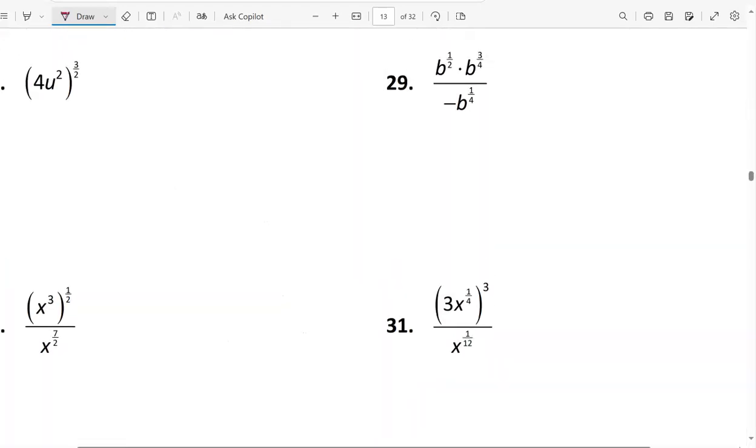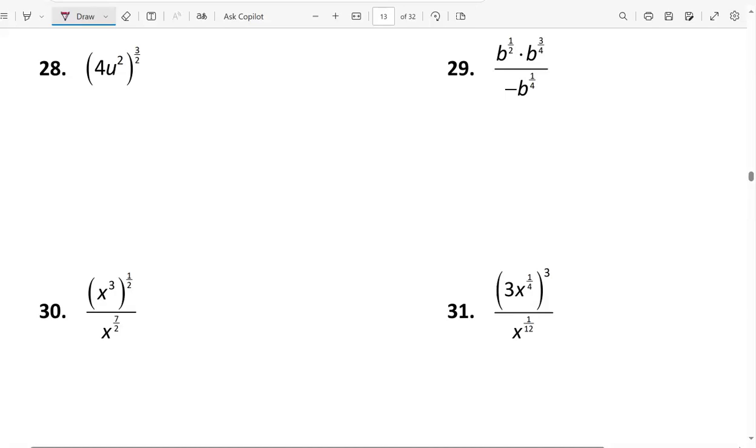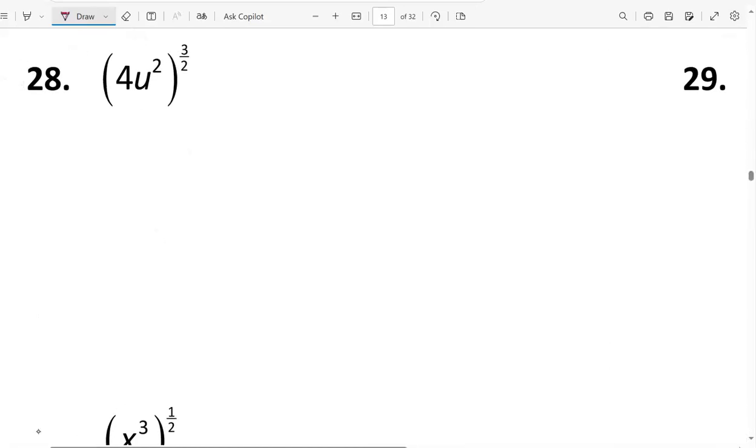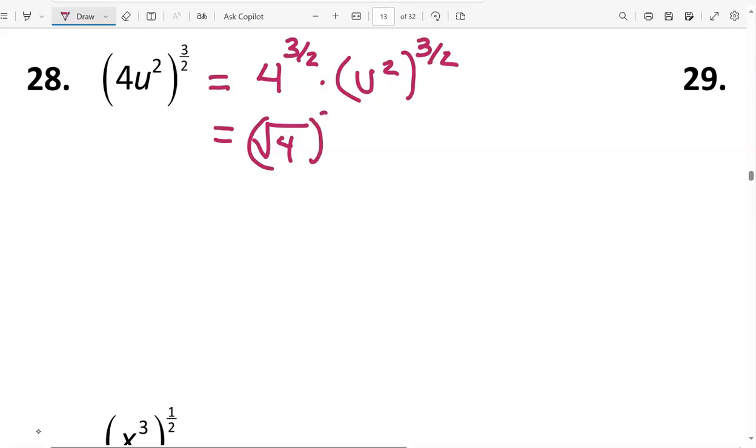Okay, now we have 4u squared raised to the 3/2 power. And when we raise a product to a power, we can distribute the exponent over the multiplication. And then we can simplify each. 4 to the 3/2 is the square root of 4 raised to the 3rd power. That's 2 raised to the 3rd power, which is 8. And then u squared raised to the 3/2 power. When we raise a power to a power, we multiply the exponents, so that's just u cubed. So 8u cubed.